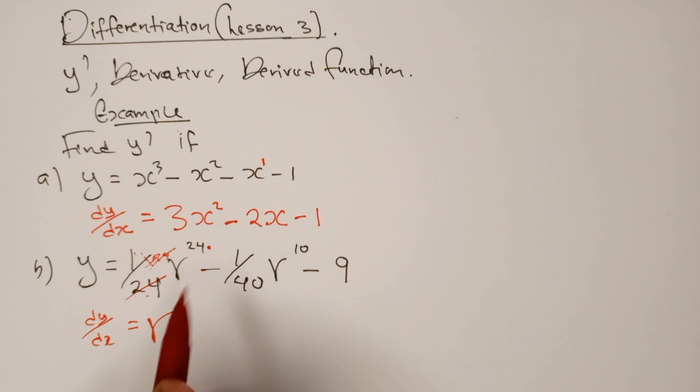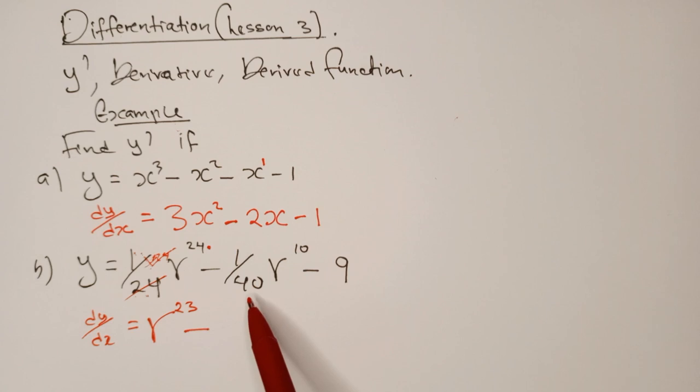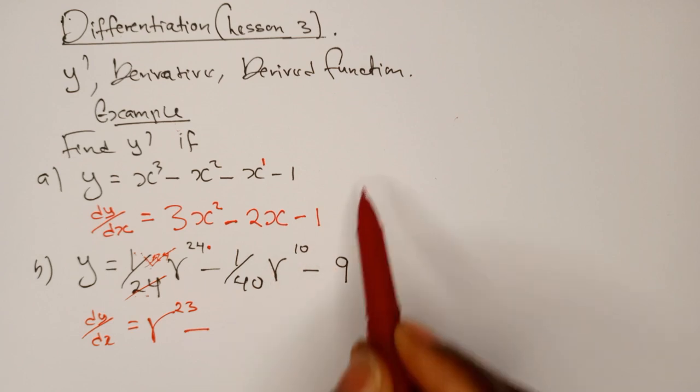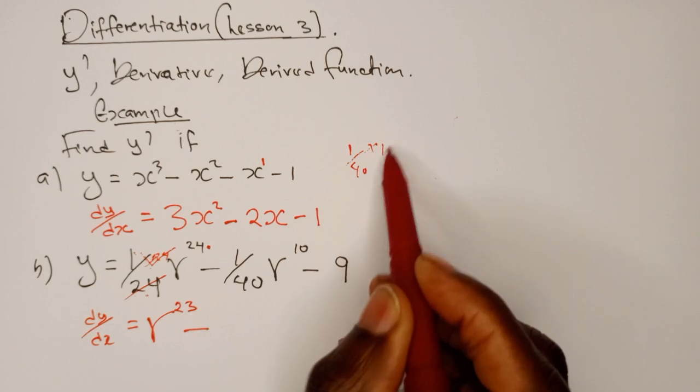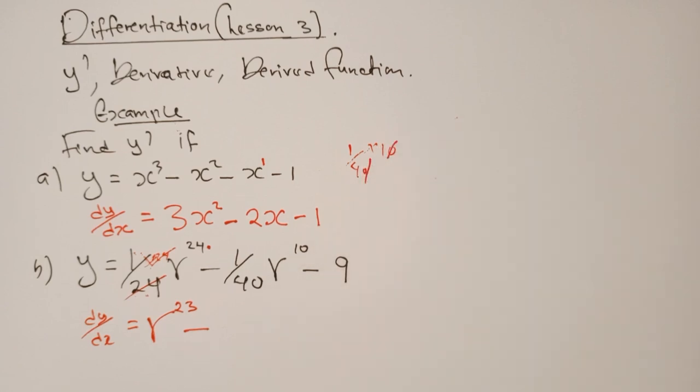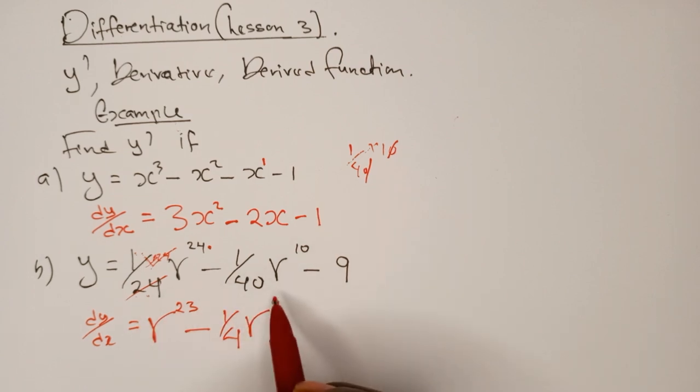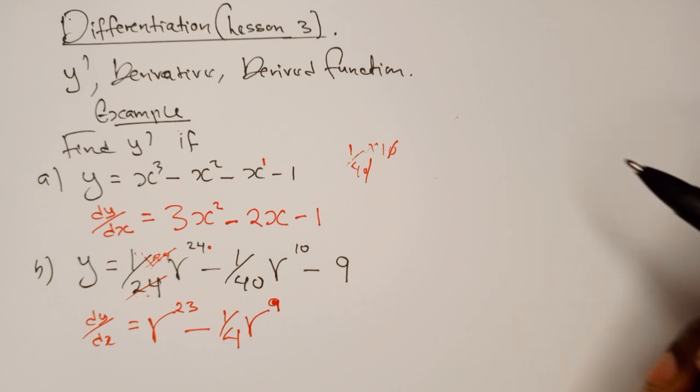Then you minus 1 from that power, this one will be 23 now, minus 1 over 40 times 10, so this one cancels out, we remain with 1 over 4 r, then you minus 1 from the power, this will be 9. We said that when you differentiate a constant, it is 0, so finally you have this one as your gradient function.